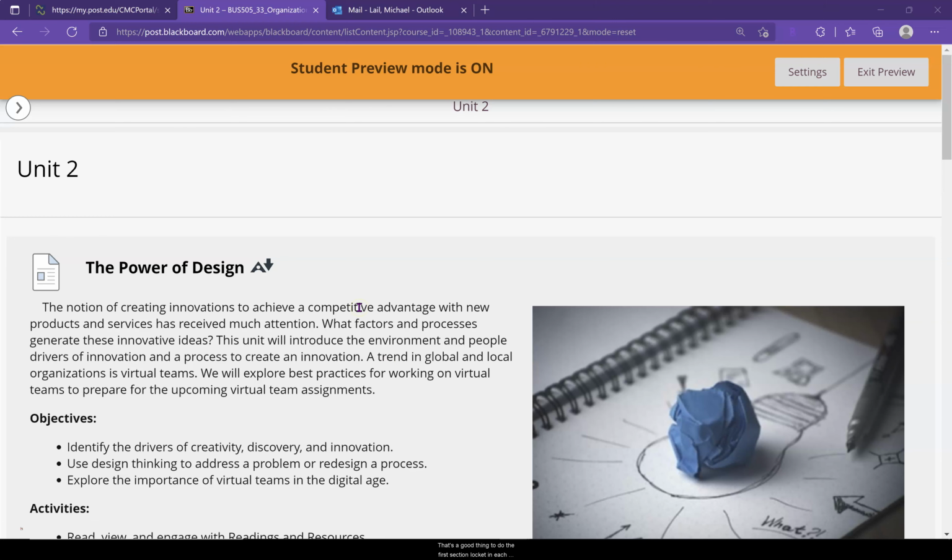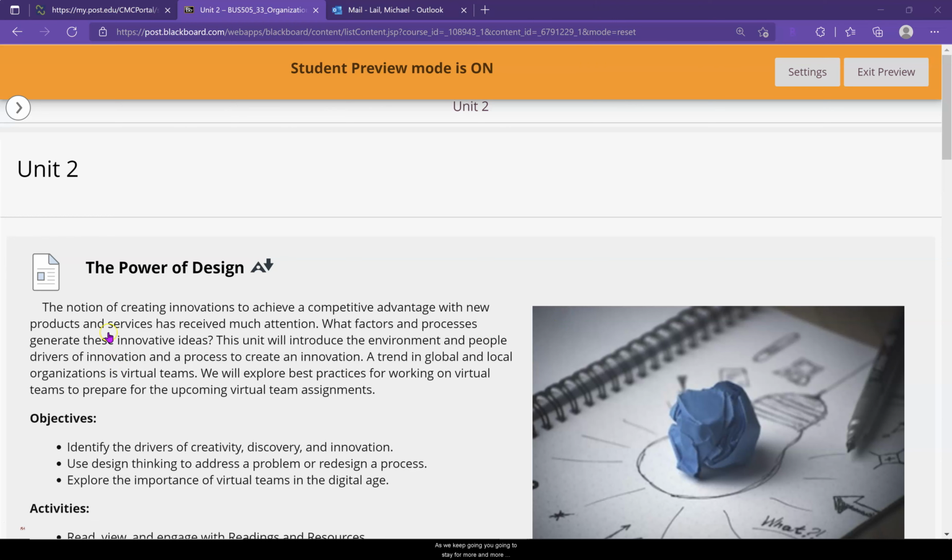The first section, like in each unit, is going to be the readings and the resources. So there are some articles that you're going to look at, much like Unit 1. But I should have mentioned this in Unit 1: a lot of times, your first unit or so in any course is going to be more of the foundational information. If you learn like I do, it's a good thing.